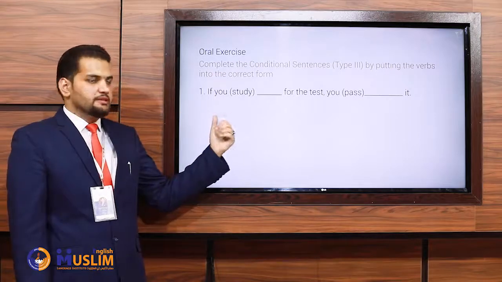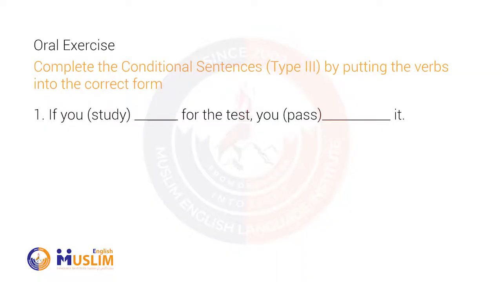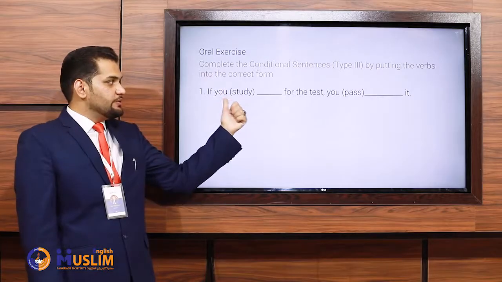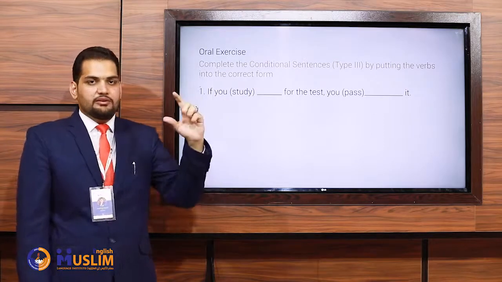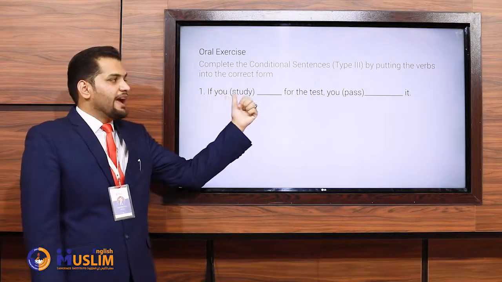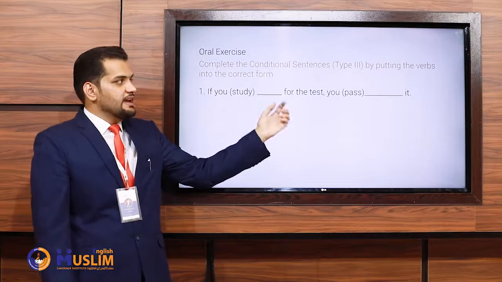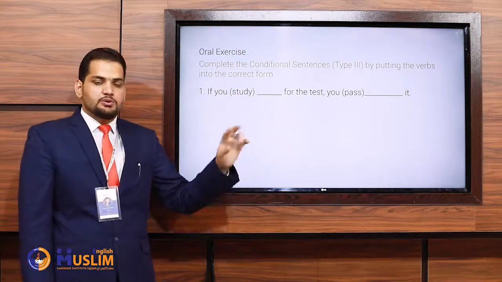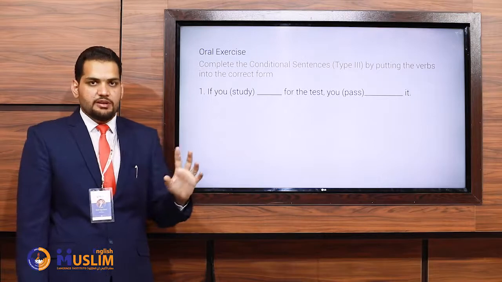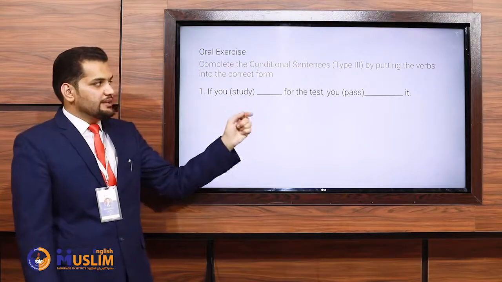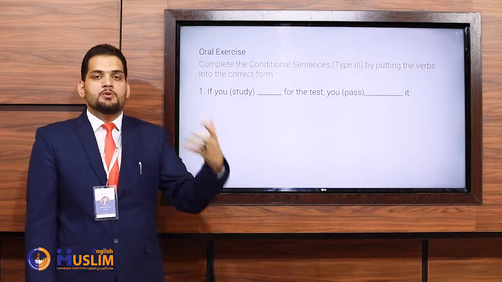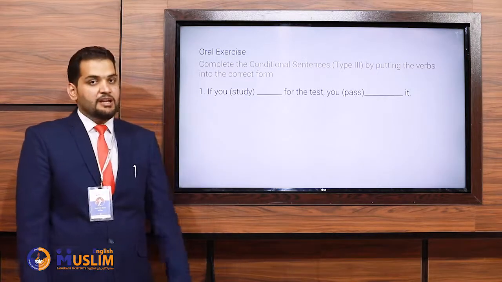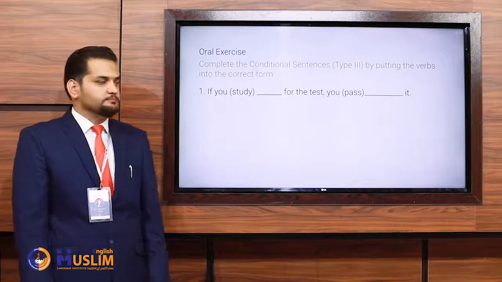Number 1, let me do it. If you study for the test, you pass it. If you use the past perfect, in the past perfect we use had plus verb 3. If you had studied for the test, you use would, could or might plus have plus verb 3. You could have passed it, or you might have passed it, or you would have passed it. Now it's your turn to do the rest of them.